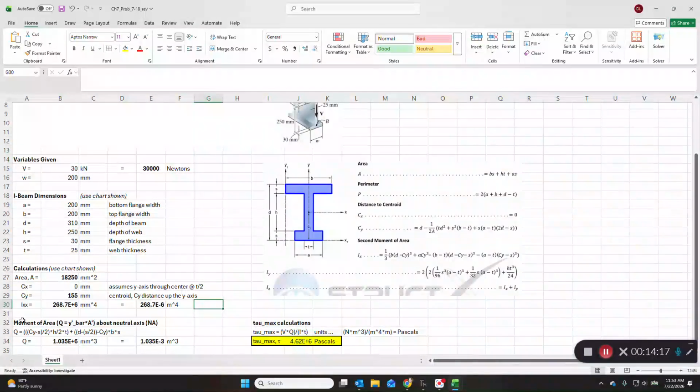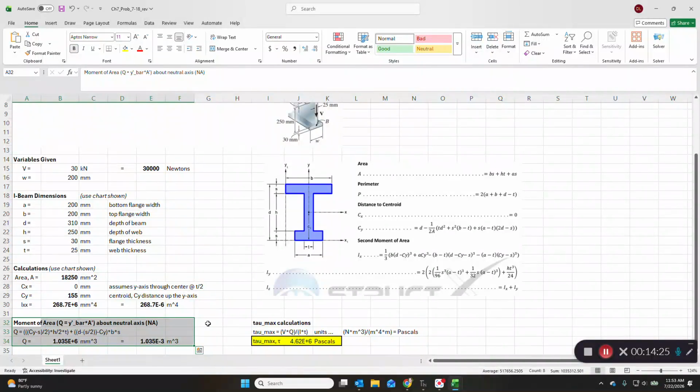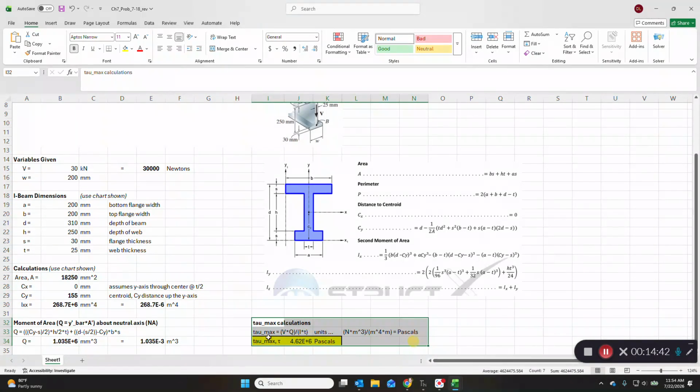And then we want the moment of area. That's the Q equals Y bar times A. All right, so we saw that in the last example. And here's the formula for that. And then you need to fill in all of the respective variables that you see from your list of beam dimensions in order to calculate that. And here it is. So then we go back to our tau max calculations.